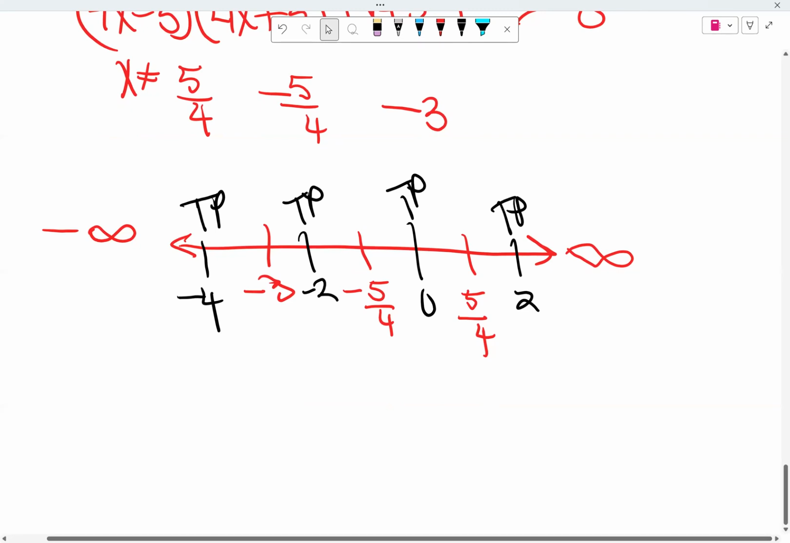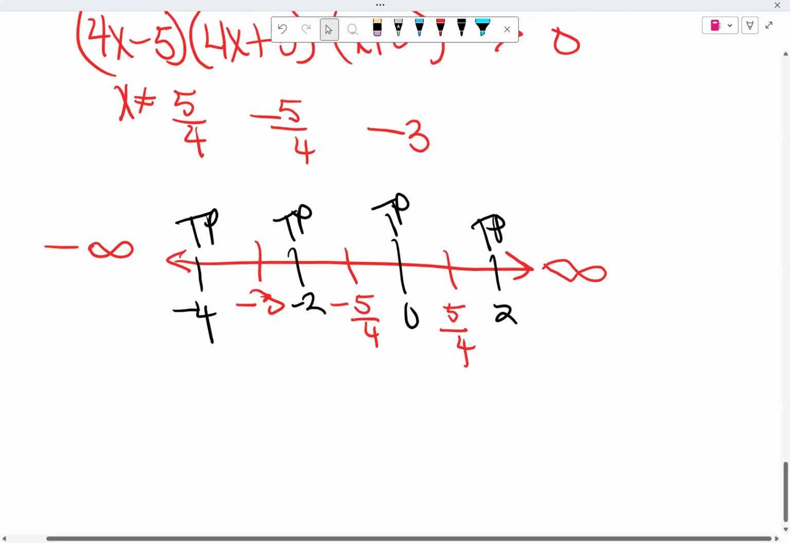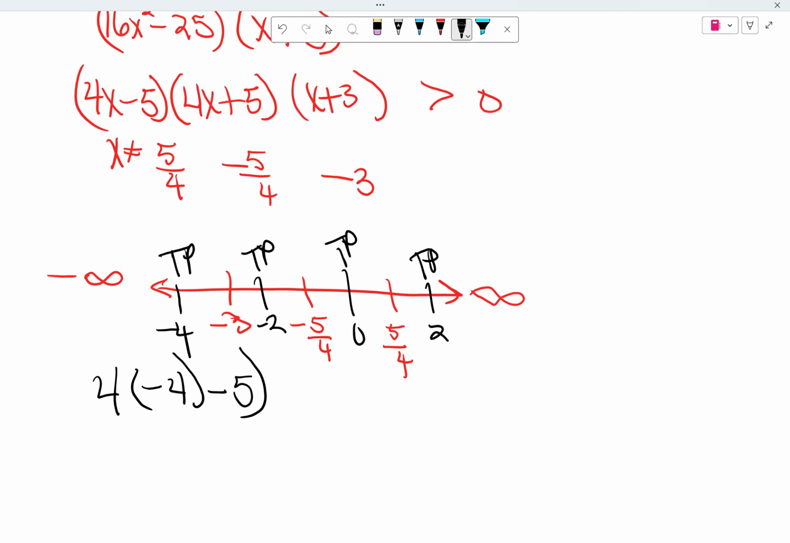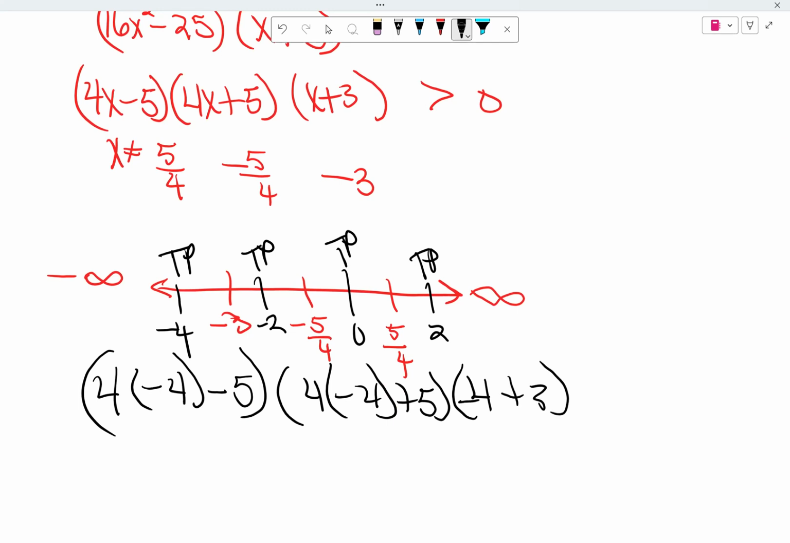After you test your points, you're going to go in here and you can toss them in, like 4 times -4 minus 5, times 4 times -4 plus 5, and times -4 plus 3, and see, is that a number greater than 0? I believe this is a no. So this is a no.